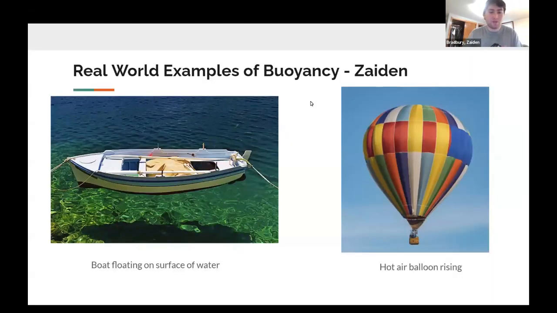All right, now that we've gone over the basic principles of buoyancy, we can look at some real world applications in which buoyancy is observed or utilized. We decided to pick two pretty basic examples and fairly common applications for buoyancy. So we have a boat floating on the surface of water, as well as a hot air balloon rising. How it rises. All right.